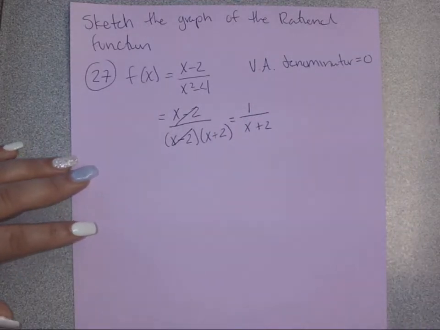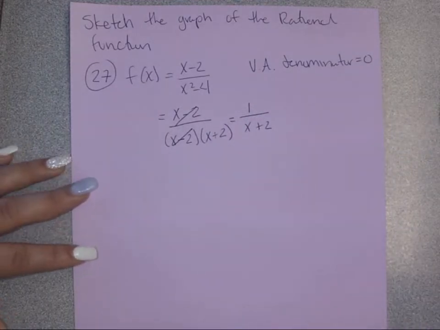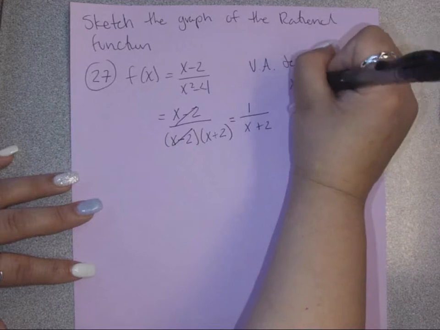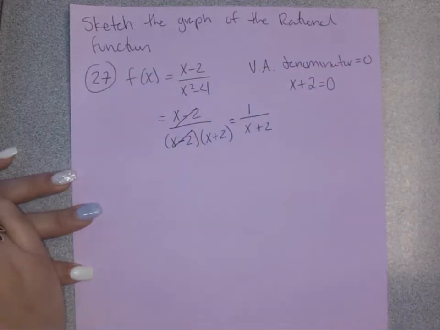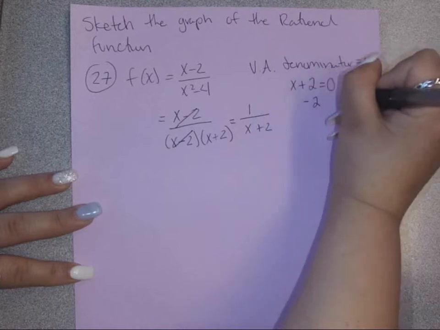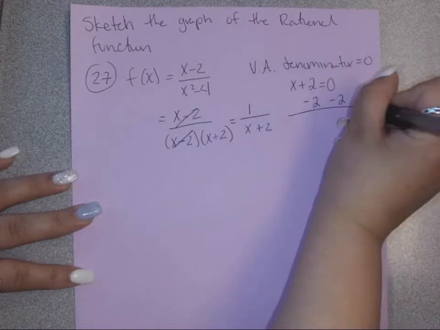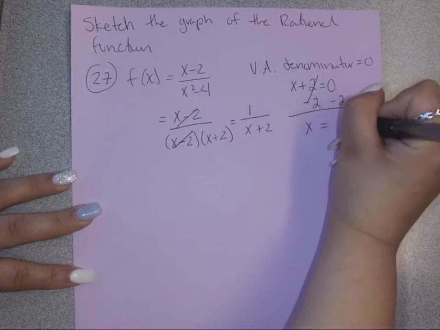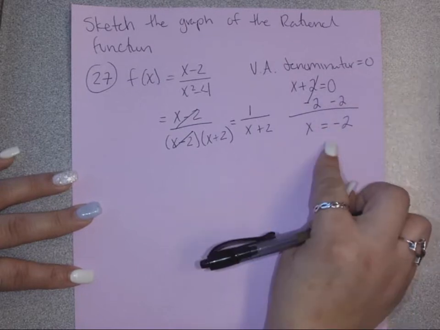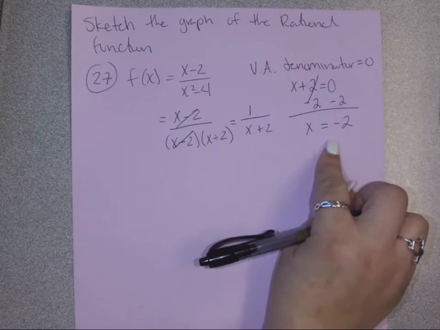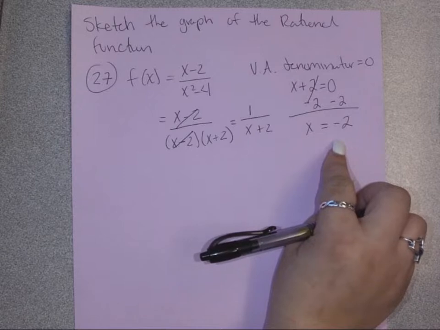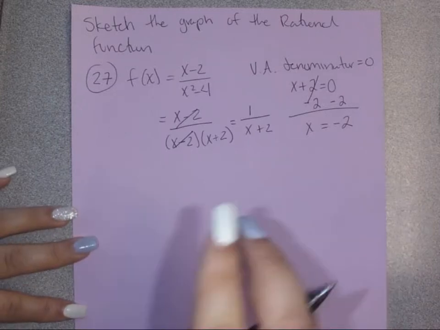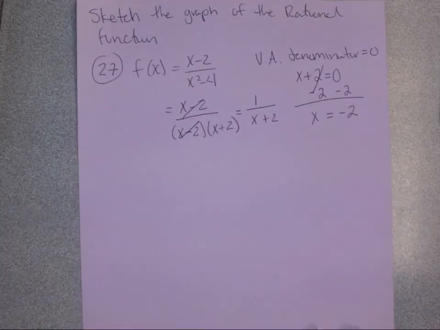So the only one we're focusing on for vertical asymptotes is the denominator of x plus 2. So we take x plus 2 and we set it equal to 0. Then we go ahead and solve for x. So we end up with x equals negative 2. That means x equals negative 2 is going to be one of our vertical asymptotes. So remember, we're going to graph it with a dashed line, and we cannot cross x equals negative 2.